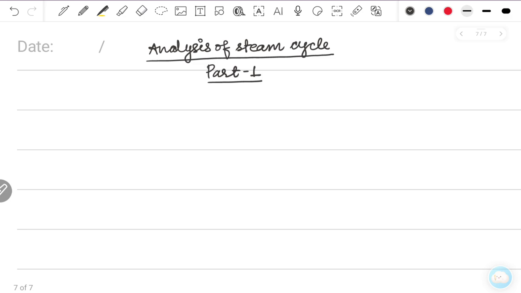So from today I'll be starting a new topic, that is analysis of steam cycle, and this will have several parts. This is a very big topic, so let us start it. First let us see how a steam power plant works. Basically the major components, and then we'll gradually move from this point to the Rankine cycle.